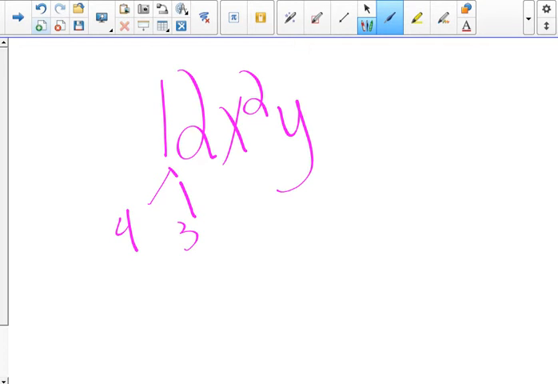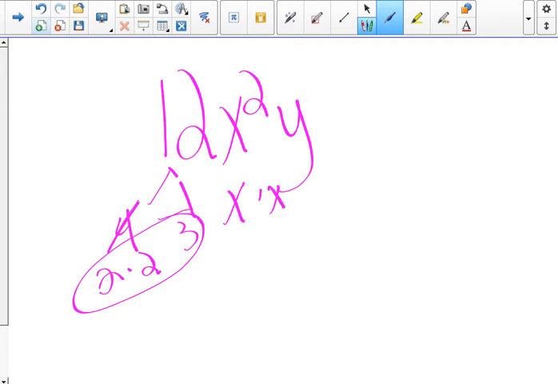But we're still not done with 4. 4 is not prime. 4 is 2 times 2. So we can rewrite 12 as 2 times 2 times 3. All of those are prime numbers, right? And then x squared is just x times x.